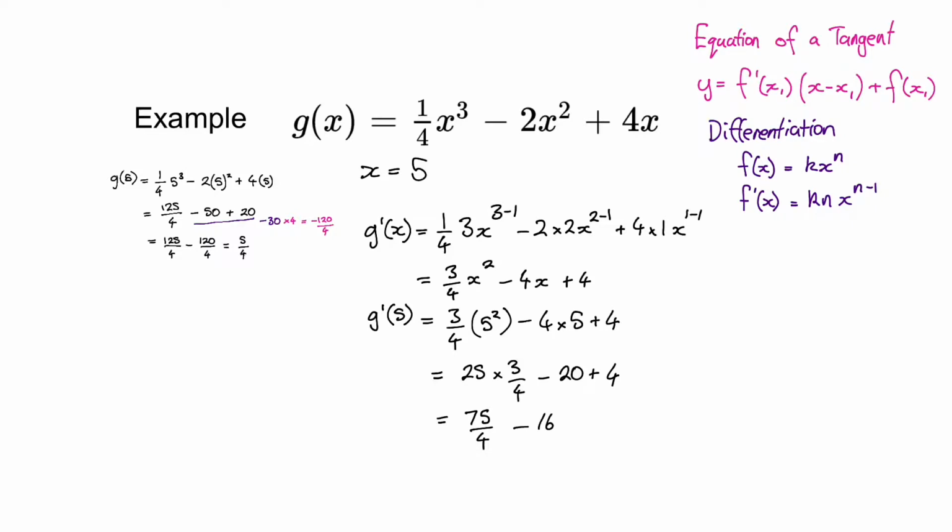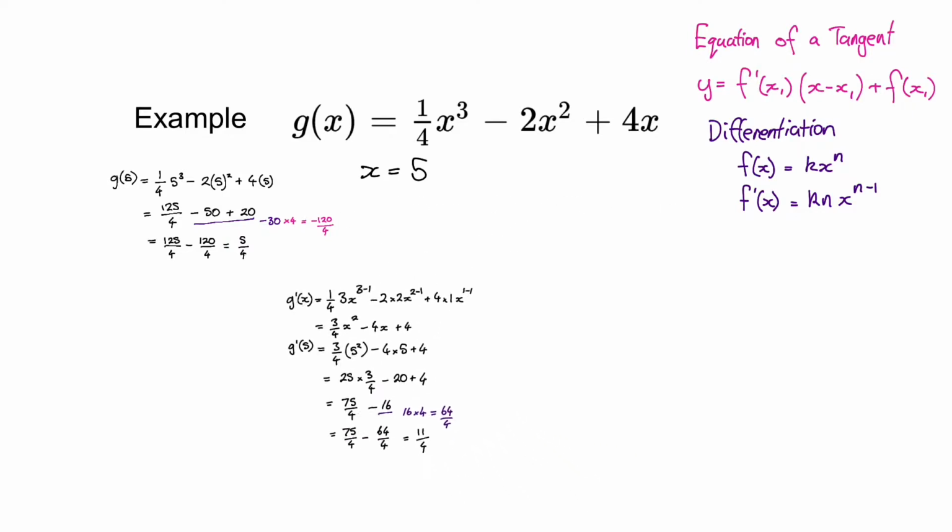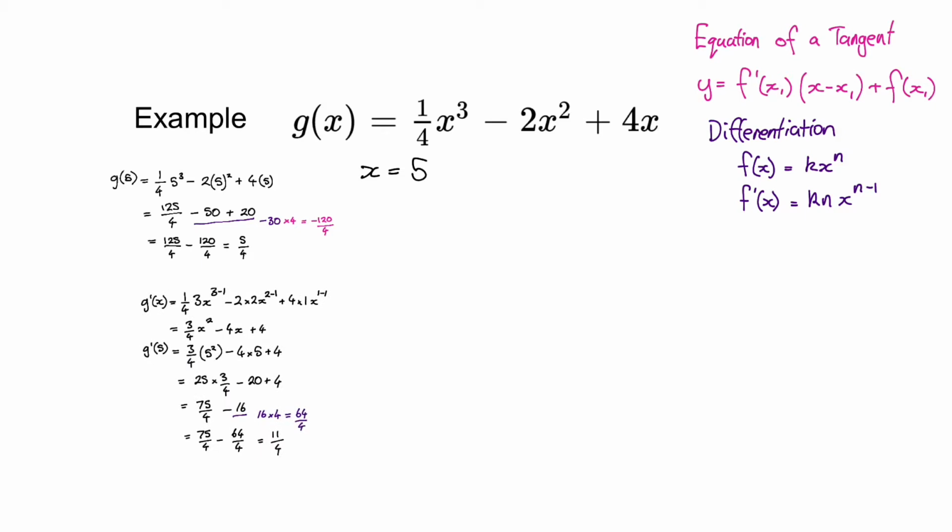So now we need to times our 16 by 4. So 16 times 4 is going to give us 64. And we make sure that we put that over 4. So our equation is 75 on 4 minus 64 on 4, which is going to give us 11 on 4. Now we have our derivative evaluated at that point. We can go ahead and solve our equation for the tangent.